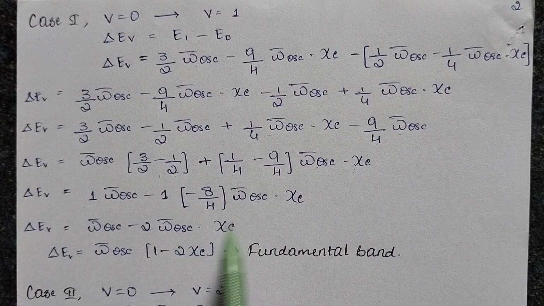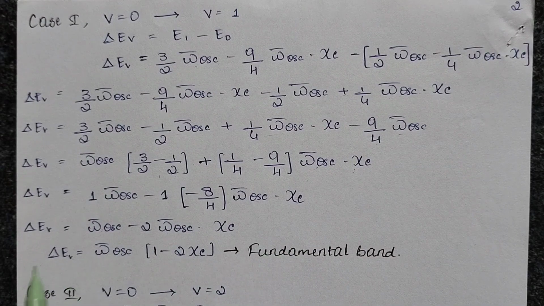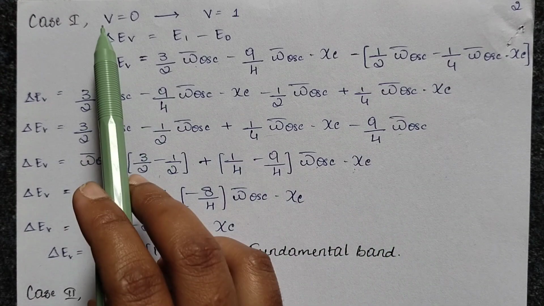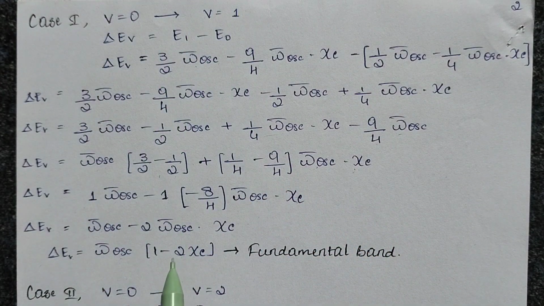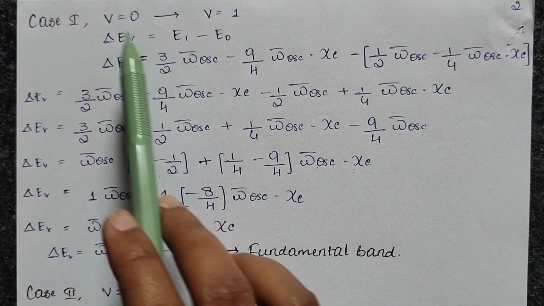And on further evaluation, we'll get delta EV is equal to omega dash oscillation minus 2 omega dash oscillation into XE. And finally, we'll get the expression for fundamental band of delta EV, that is delta EV is equal to omega dash oscillation into 1 minus 2 XE. So this is the value of energy for the fundamental band which we have obtained when transition takes place from V0 to V1.